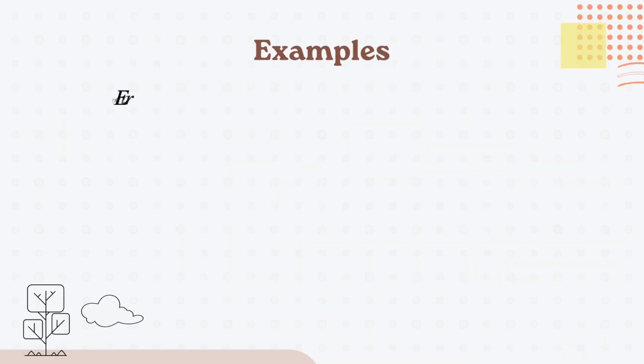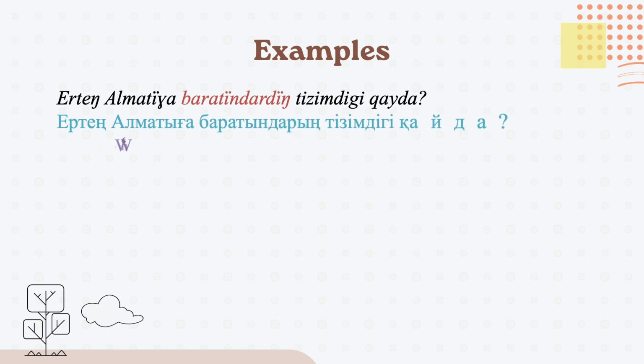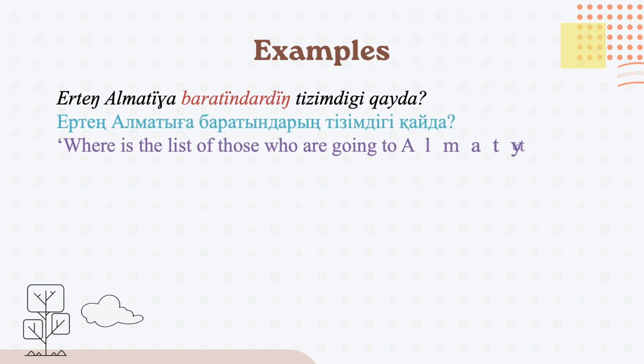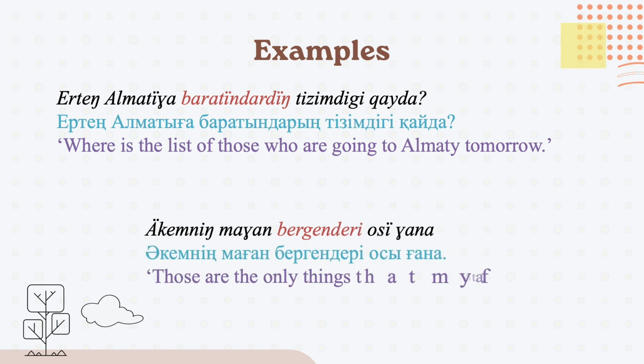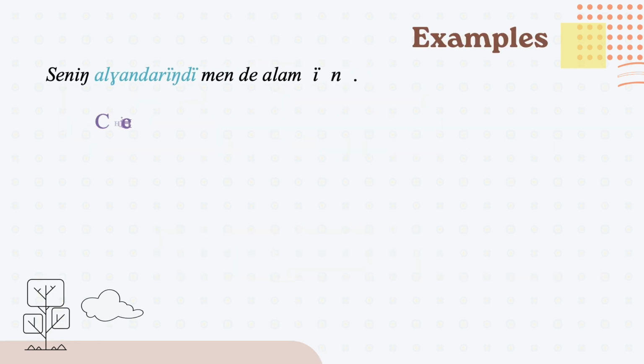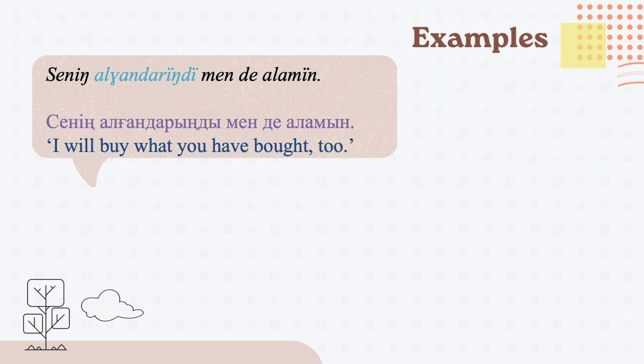I am going to provide a few more examples of headless relative clauses. Ертең Алматыға баратындардың тізімі қайда? Where is the list of those who are going to Almaty tomorrow? Әкемнің маған бергендері осы ғана. Those are the only things that my father gave me. Сенің алғандарыңды мен де аламын. I will buy what you have bought too.